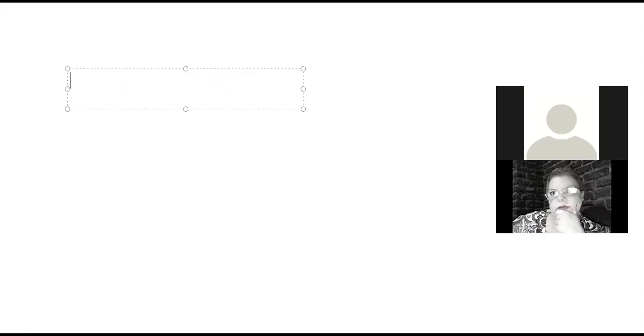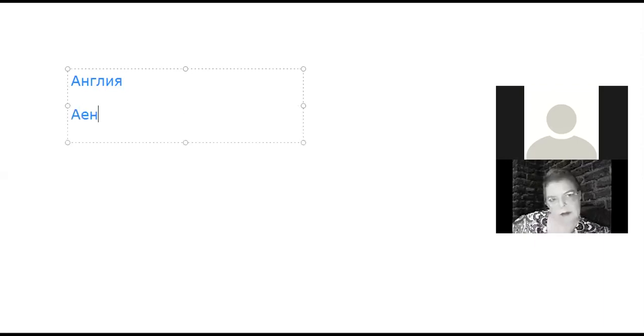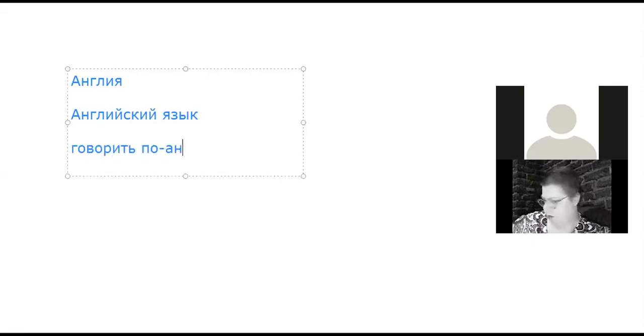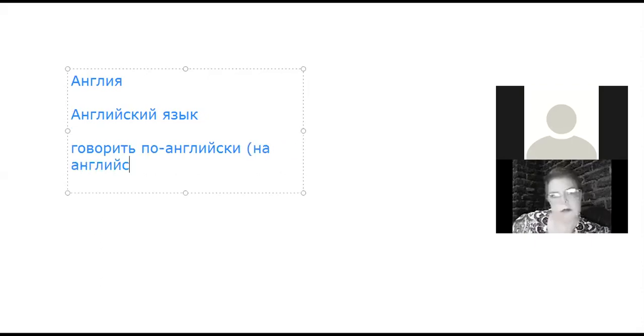Let's explain English. Английский язык: Anglia is England, and English language is английский язык. And to speak English, говорить по-английски, or на английском.